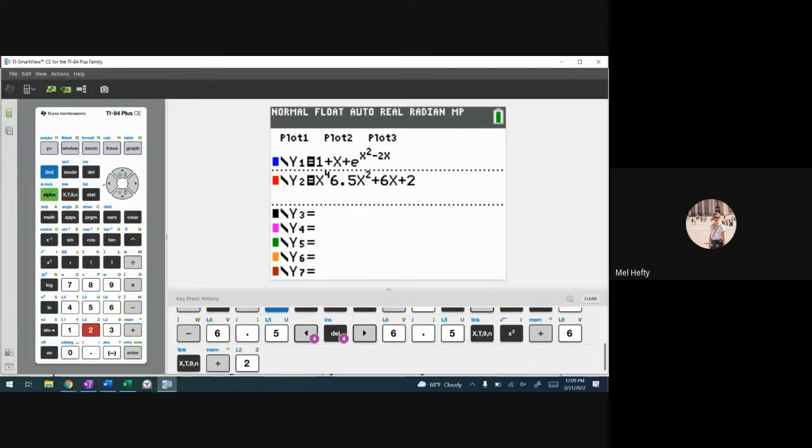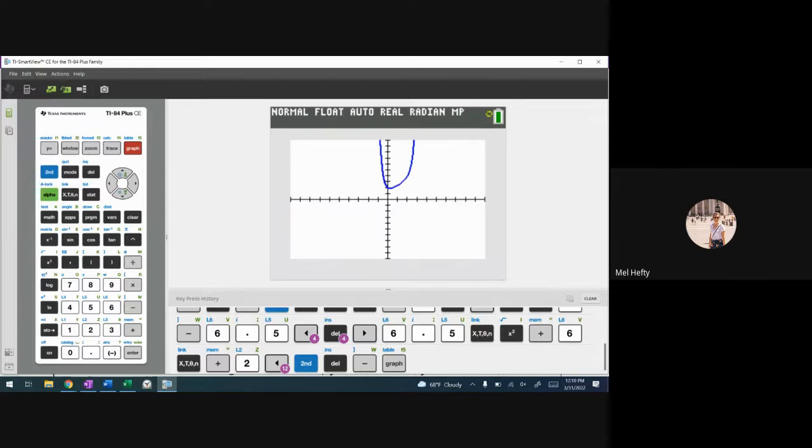Oh, darn it. Just a hint, if you ever forget a plus sign or a minus sign like I just did, press second and then delete for the INS, that's insert. So you don't have to clear out the whole thing. Cool.